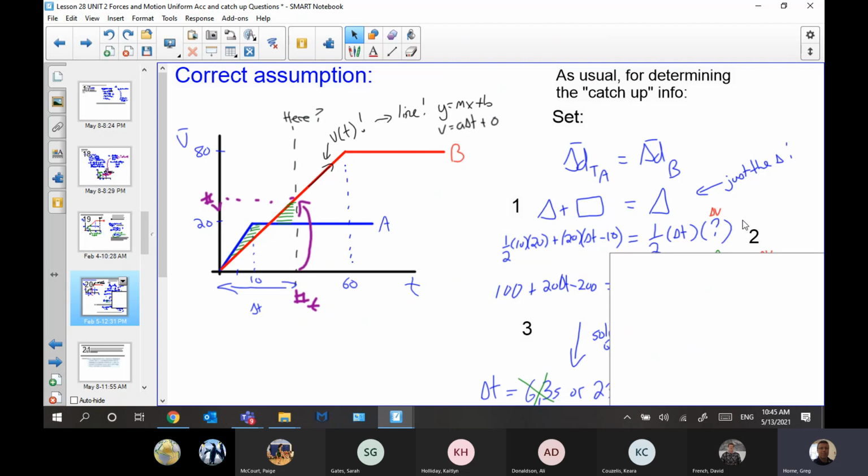We've got the height of the triangle is delta v. It's an unknown, right? How can we get that unknown? Any thoughts? Any guesses?